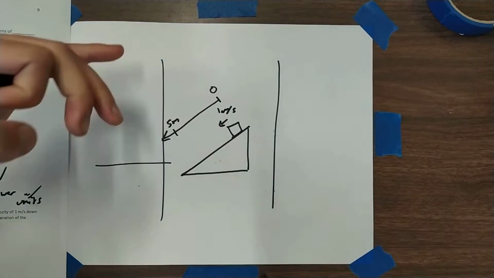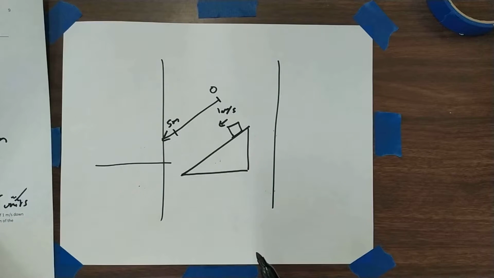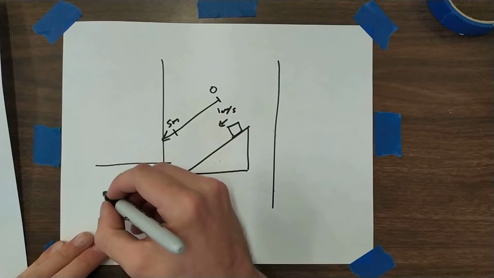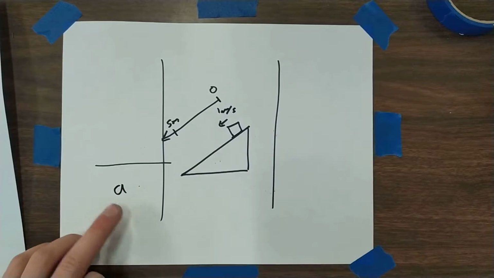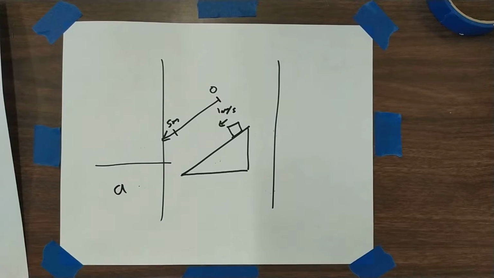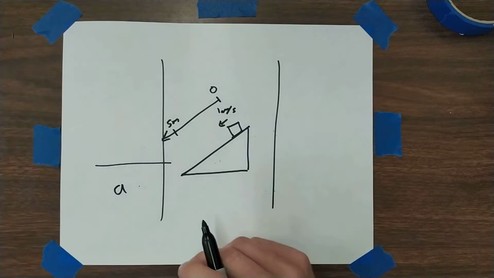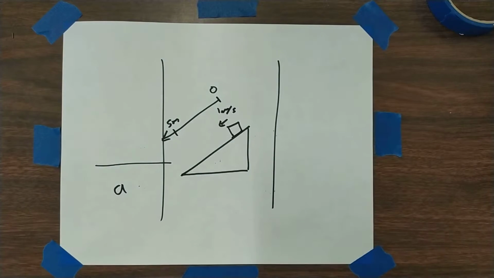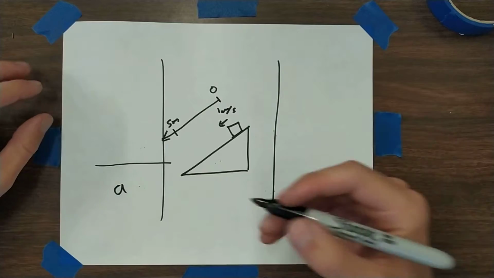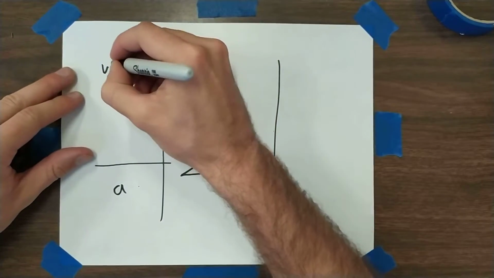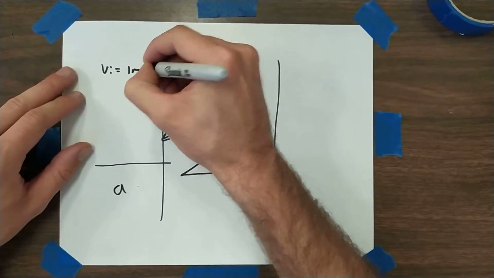Now I'm going to write down what I need, like what I'm trying to find for this problem, and then what I already know. So it's asking what is the acceleration of the block. So what I'm looking for is A. I'm looking for acceleration. Now I'm going to write down what I know already. So this problem says it starts with a velocity of 1 meter per second. So a starting velocity, that's our initial velocity. Initial just means what's the velocity at the start of the problem. So I'll write down VI is equal to 1 meter per second.